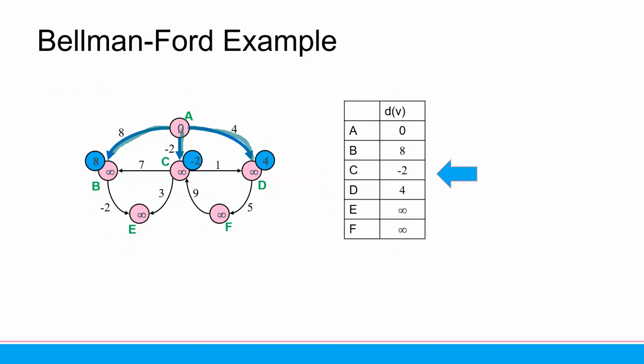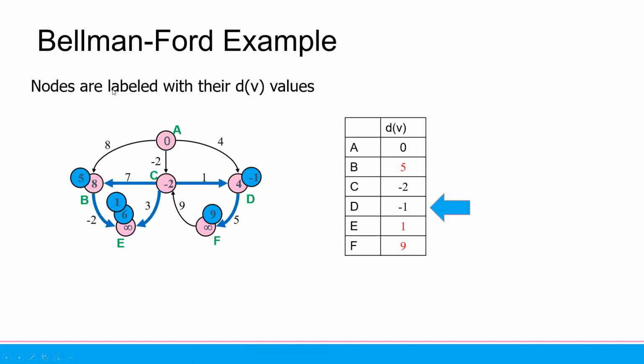Here we know that from A to B is 8. So we update this one, 8. And then we have C is minus 2. So we put minus 2. And then we have D equals to 4. So we update with 4. From this, we know that the minimum is C. We will get this one.